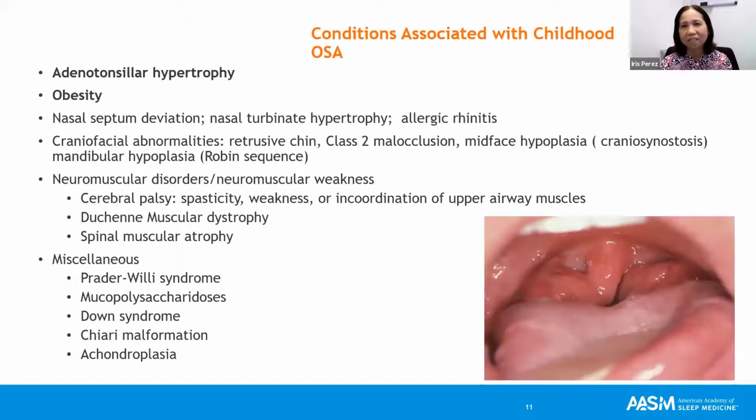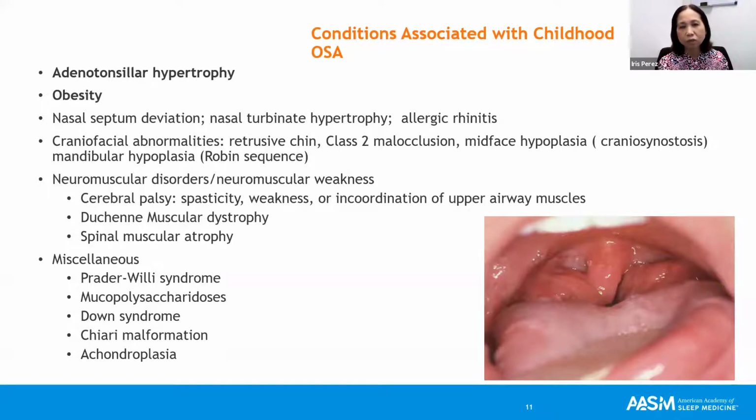So what are the conditions associated with childhood OSA? We know about the risk of OSA in patients with adenotonsillar hypertrophy, those with obesity, and the other risk factors or conditions associated with pediatric OSA include nasal septum deviation, nasal turbinate hypertrophy, or presence of allergic rhinitis, presence of craniofacial abnormalities like retrognathia or retrusive chin, malocclusion, mid-face hypoplasia, such as seen in patients with craniosynostosis, and mandibular hypoplasia, such as seen in patients with Robin sequence.